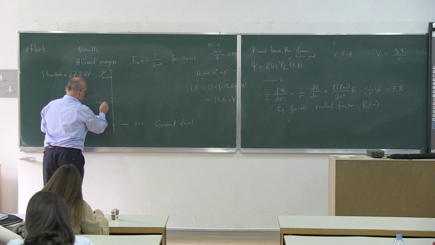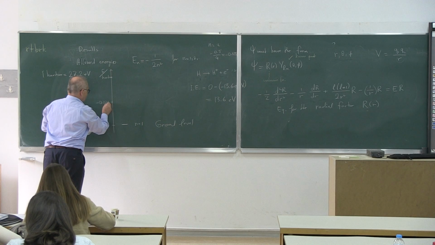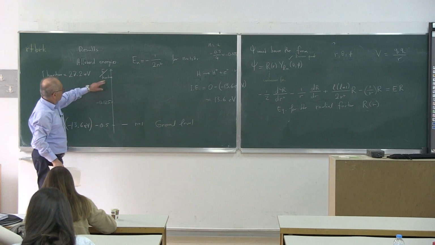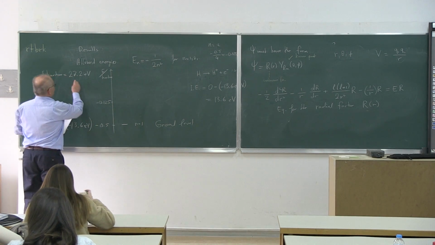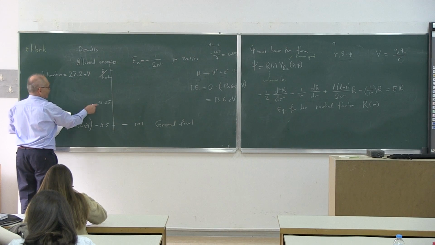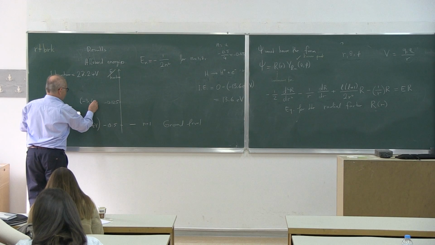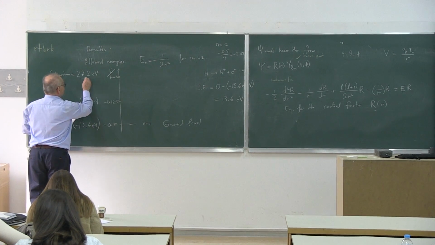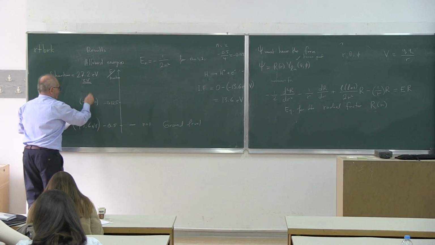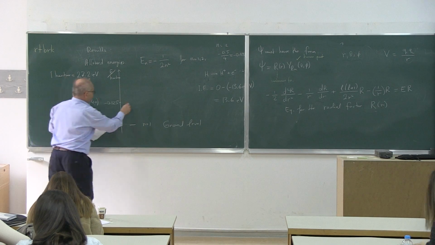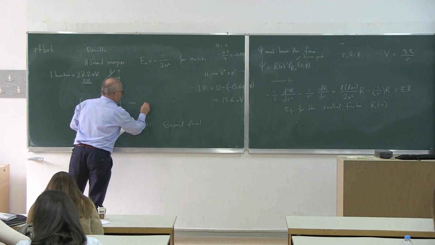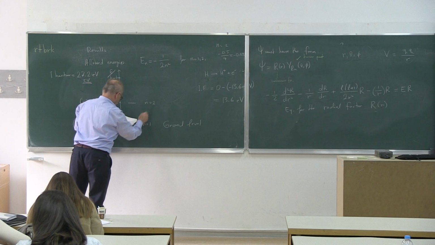Minus 0.125 Hartree. If you multiply it with this factor in eV, it will be minus 3.40. This is eV. Here we have a first excited level, n equals 2.